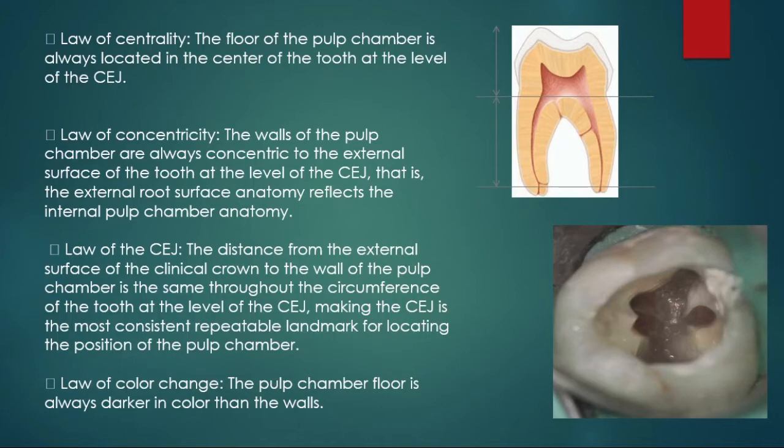They are 9 in number. The first one is the law of centrality, which states that the floor of the pulp chamber is always located in the center of the tooth at the level of the cemento-enamel junction. This law helps you to determine the depth to which you can go without causing any perforation. Here you can use an intraoral periapical X-ray or just place the bur against the tooth and measure it against the bur length to have an idea of the depth to which you can extend in search of the pulp orifice without causing any perforation.